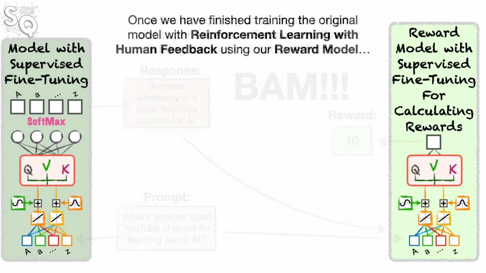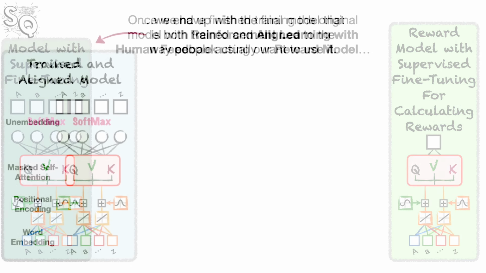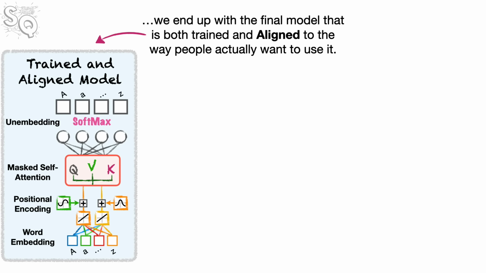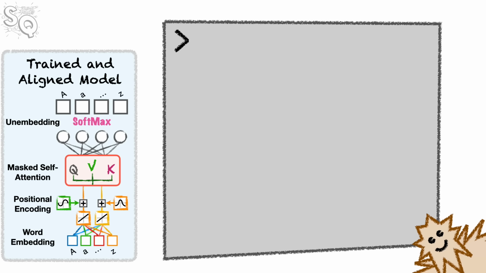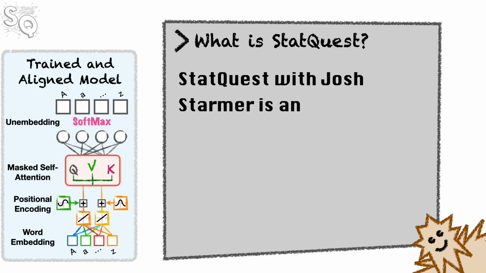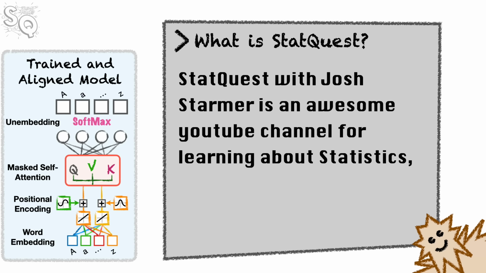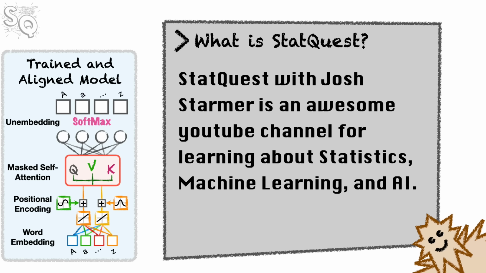Bam! Once we have finished training the original model with reinforcement learning with human feedback using our reward model, we end up with the final model that is both trained and aligned to the way people actually want to use it. Now when we give our model the prompt, What is StatQuest? Instead of just getting blah blah blah blah blah as output, we get StatQuest with Josh Starmer is an awesome YouTube channel for learning about statistics, machine learning, and AI.